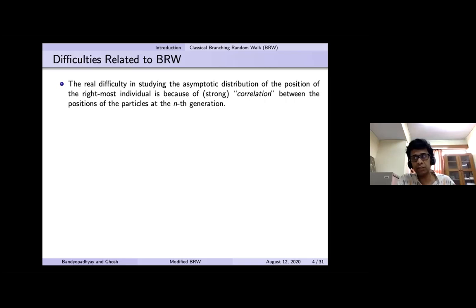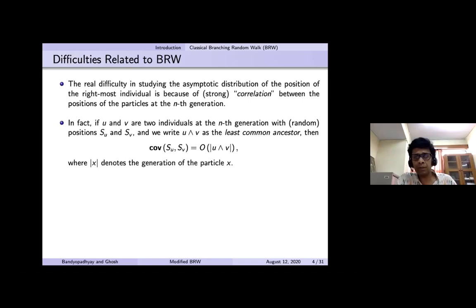The reason is very simple. If we look at the classical example of binary branching with standard Gaussian displacement, and we look at two particles U and V at the nth generation and their covariance, it is very easy to see that it must be exactly the distance of the least common ancestor from the root. I have written a big O here, but let us not bother. That much correlation will definitely be there, because the paths from U and V to the root must go through the least common ancestor.